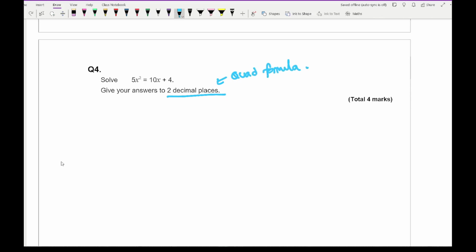And so looking at the equation, we need to make it equal to 0 first. So I get 5x squared. Try and keep your x squared positive. It's not always important, but I would say it's usually the way that it's done. Minus 4 equals 0. So here a equals 5, b equals minus 10, and c equals minus 4.